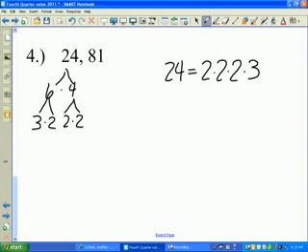Now, does it have to be in numerical order? It doesn't, because remember, it's multiplication. So multiplication is mostly associative.